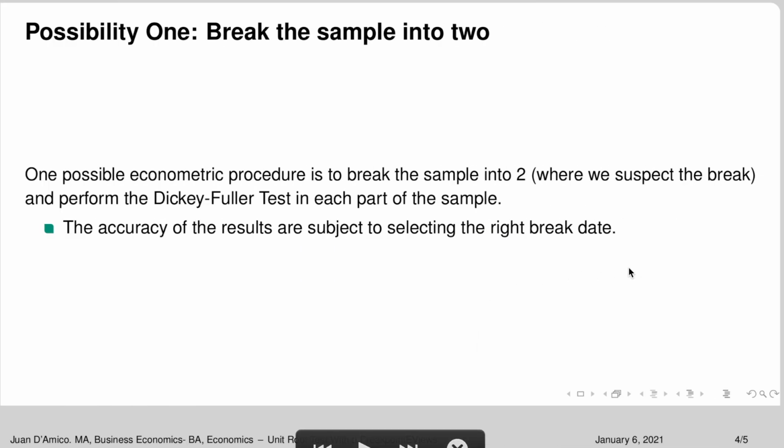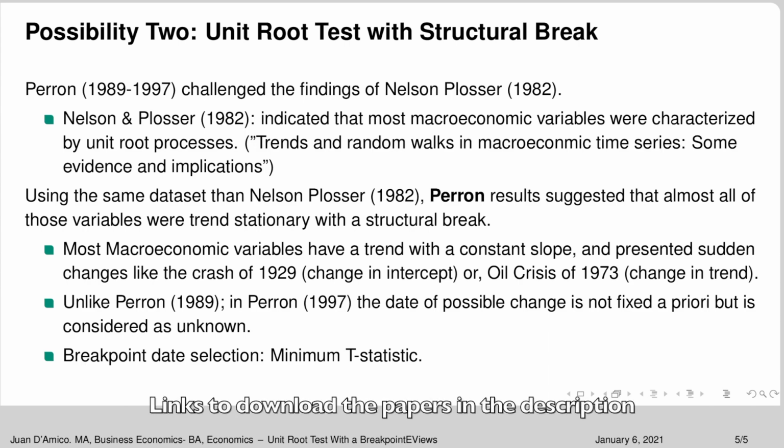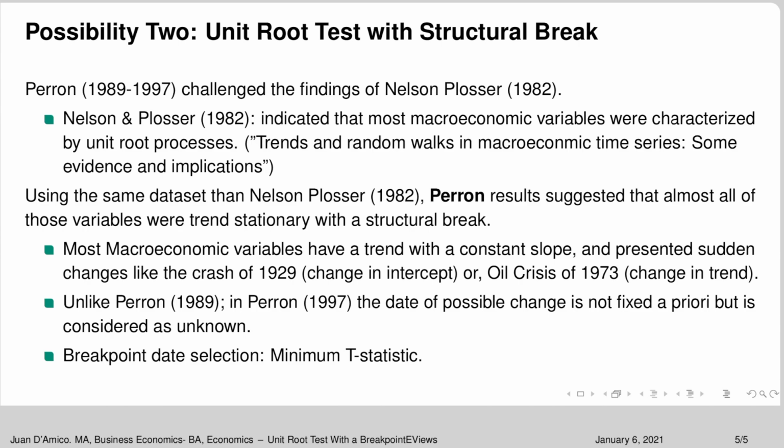So let's go back to our slide now. The second possibility that we have is doing the unit root test with a structural break, as in Perron 1997 specifically. What the author did was challenge the findings of Nelson and Plosser in 1982. Nelson and Plosser indicated that most macroeconomic variables were characterized by unit root processes. Using the same dataset as Nelson and Plosser 1982, Perron's results suggested that almost all of those variables were trend stationary with a structural break.